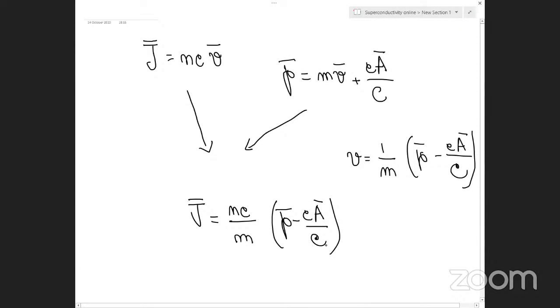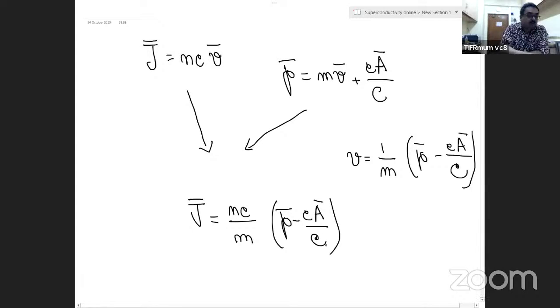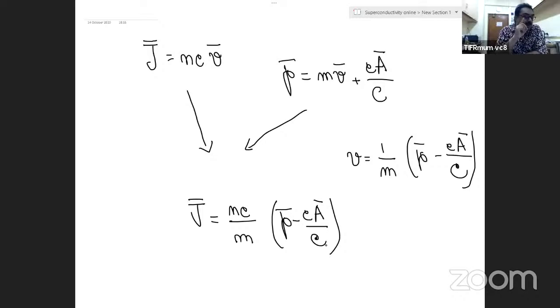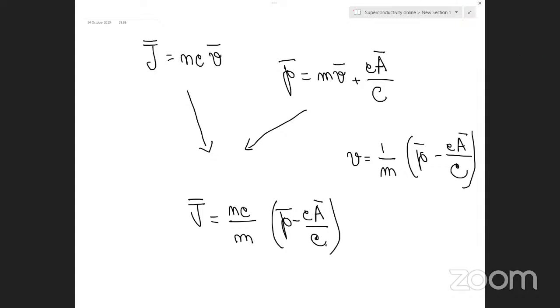Sir, why do you write P equal to mv plus eA by c? Is this because this charge is negative? I mean, it should be P minus eA by c, right? So why this plus? This is a momentum. P minus eA by c is what is equal to mv. So when you write it the other way around, it becomes P equal to mv plus eA by c. Oh, okay.